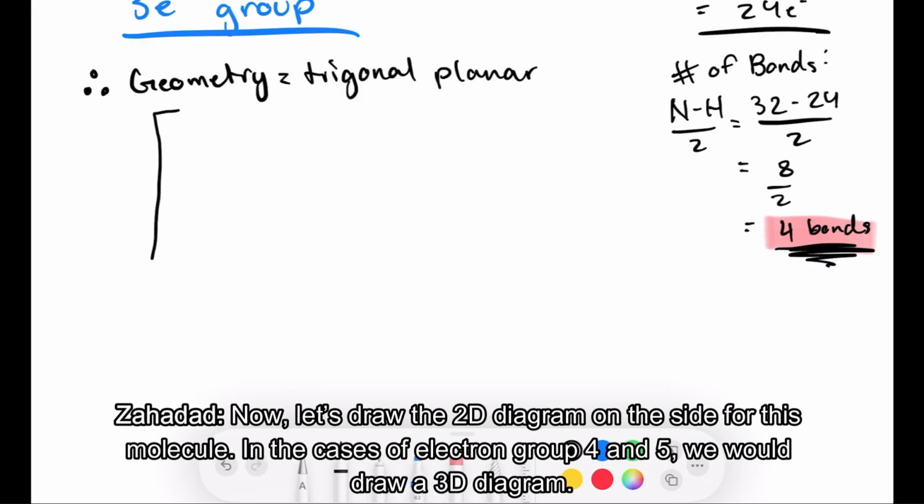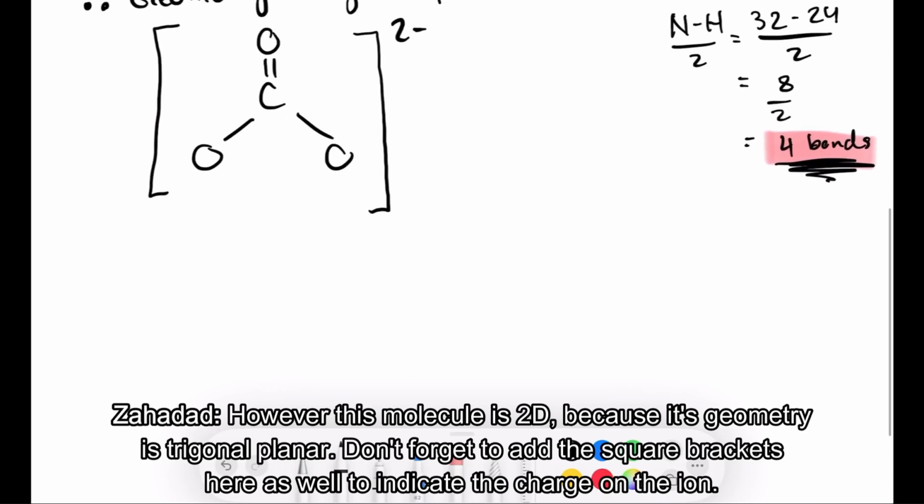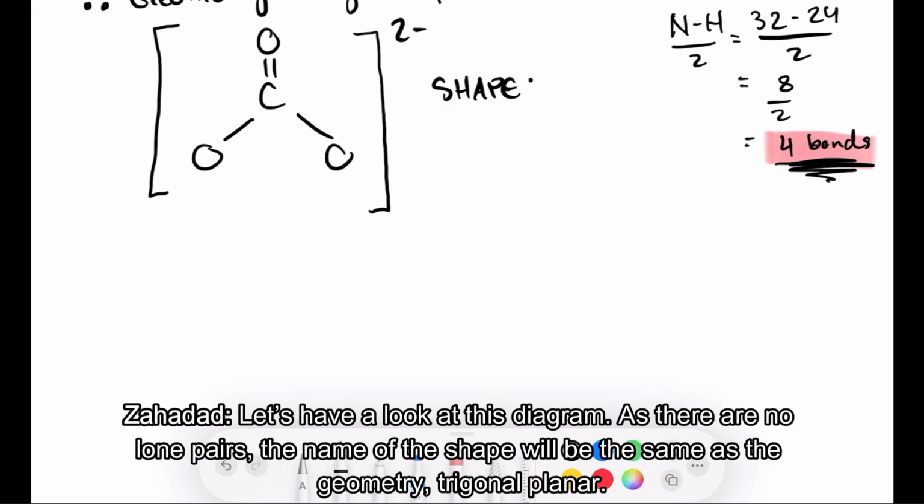Now, let's draw the 2D diagram on the side of this molecule. In the cases of electron group 4 and 5, we would draw a 3D diagram. However, this molecule is 2D because the geometry is trigonal planar. Don't forget to add the square brackets here as well to indicate the charge on the ion.